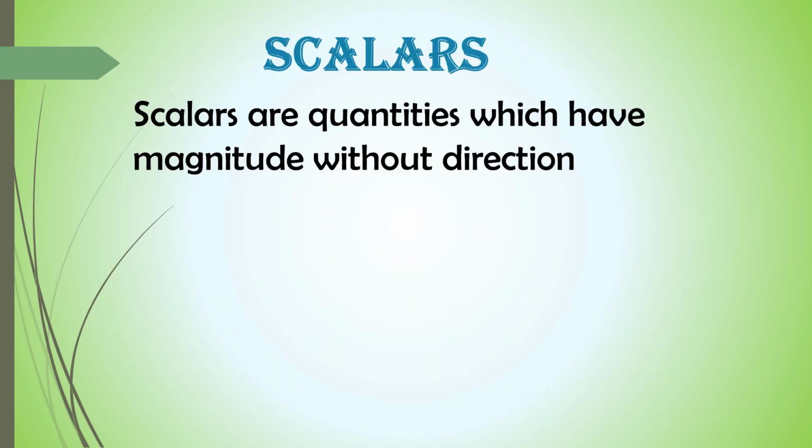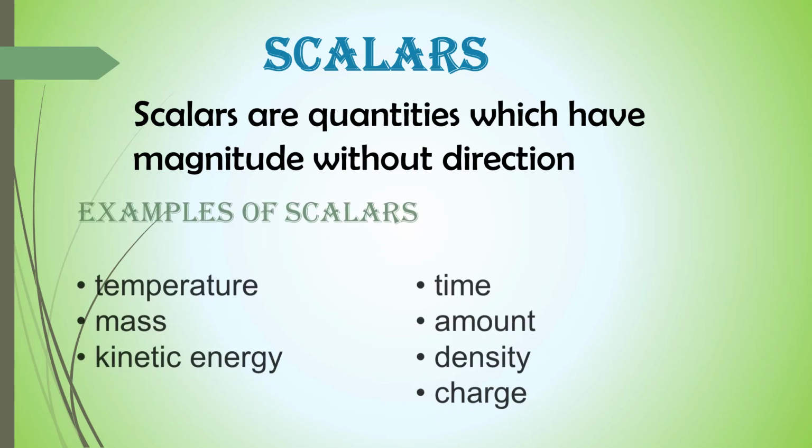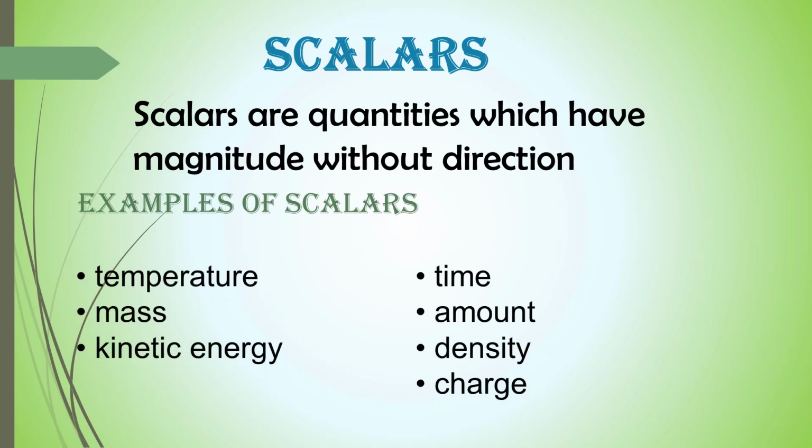So what are scalars? Scalars are quantities which have magnitude without direction. Only magnitude is enough for their complete specification. For example, temperature, mass, kinetic energy, time, amount of substance, density, charge, all these are scalar quantities. If we are going to describe a scalar quantity, only magnitude is enough.